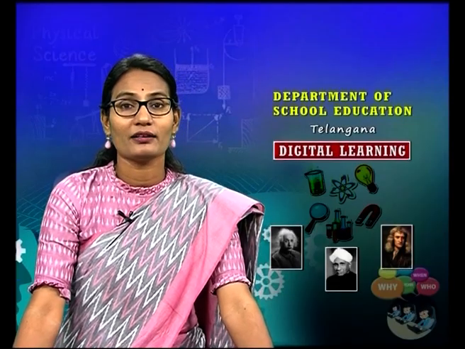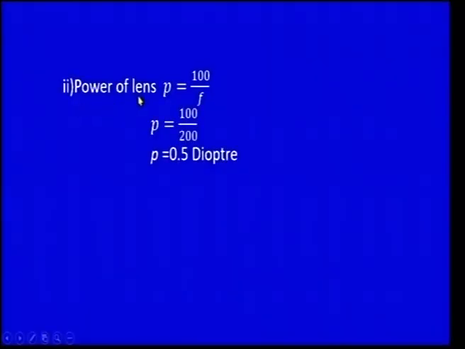Now calculate the power of lens. Power of lens P equal to 100 by F. Why am I choosing 100 here? Because F is given in centimeters. Here the focal length of the lens is given in centimeters. That's why I choose this formula, P equal to 100 by F.